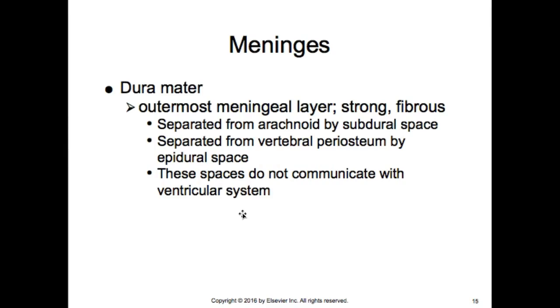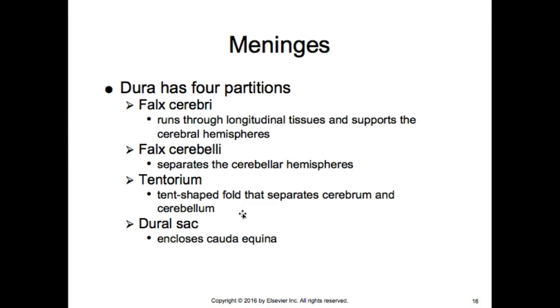You have your meninges. Your dura mater is your outermost meningeal layer. It's strong and fibrous, and it's separated from the arachnoid by the subarachnoid space. It's separated from the vertebral periosteum by the epidural space. These spaces do not communicate with the ventricular system. The dura has four major partitions: the falx cerebri, falx cerebelli, tentorium, and dural sac.